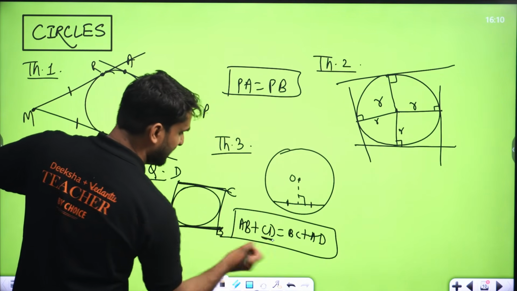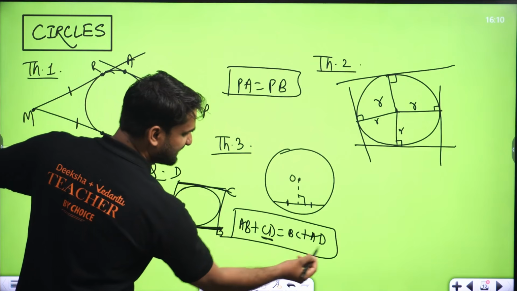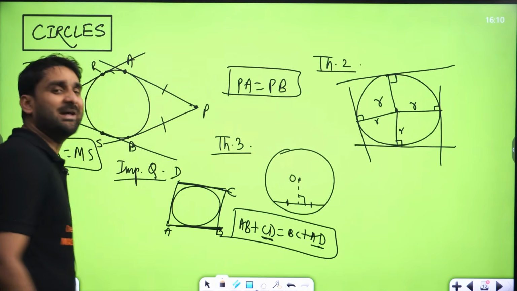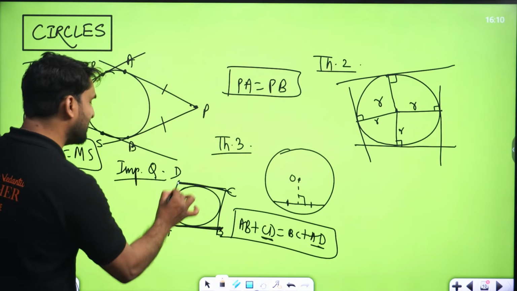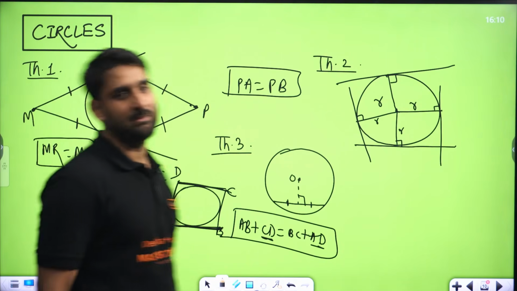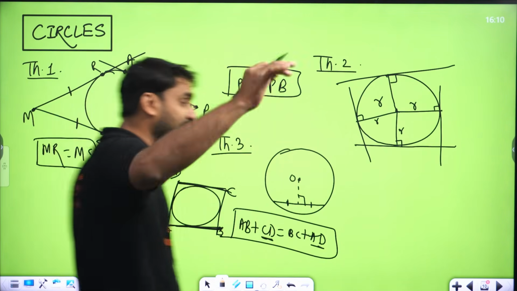So we can replace this CD by AB, so 2AB, and we can replace any one from these two. BC will be replaced by AD, so 2AB will be equal to AD, so AB will be equal to AD. And once we get that adjacent sides are equal, then ABCD will be a rhombus. So this is very, very important.